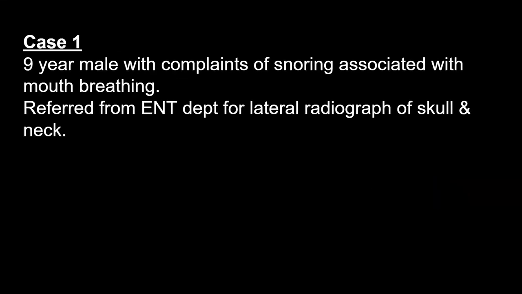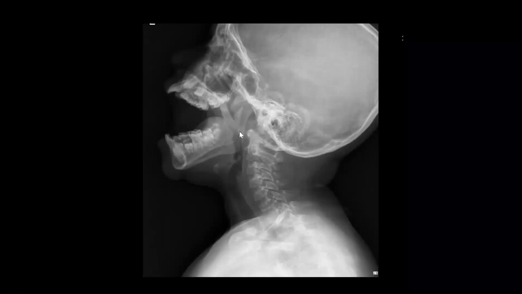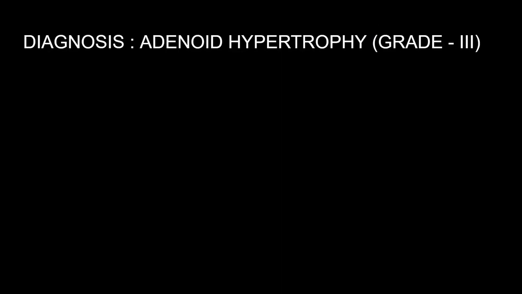Today we'll discuss a few interesting X-ray cases. Case 1. A 9-year-old male came with complaints of snoring associated with mouth breathing. Referred from the ENT department for a lateral radiograph of skull and neck. Lateral radiograph of skull shows a well-defined soft tissue density in the posterior aspect of the nasopharynx, causing luminal narrowing of the nasopharyngeal airway. Rest of the skull and cervical spine appears normal. Diagnosis was given as adenoid hypertrophy grade 3.